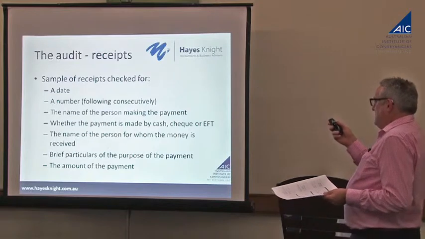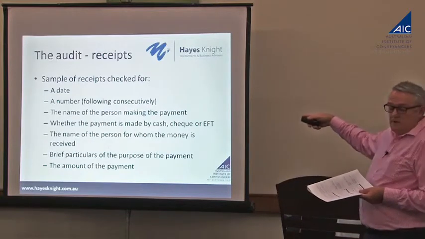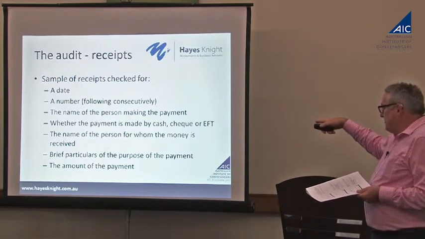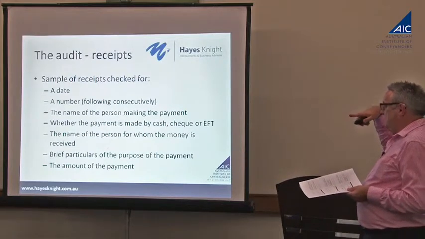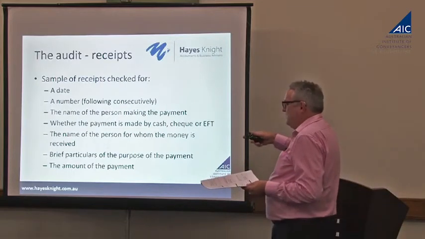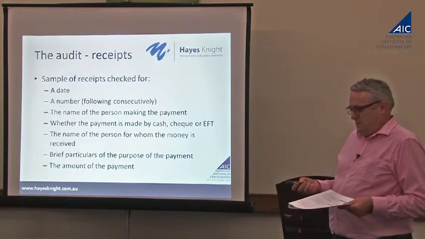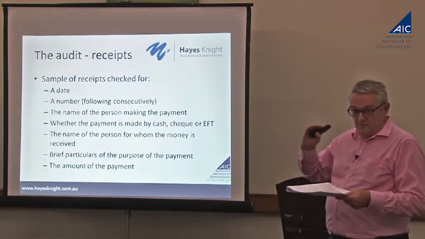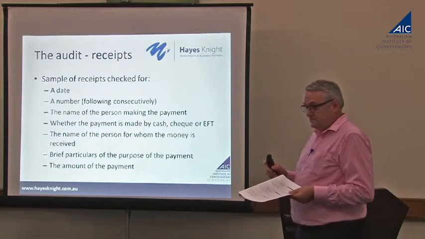And we're looking for the same things: the name of the person who made the payment, whether it's by cash, cheque or EFT, who it's received for, and brief particulars of what it's about and the amount of the payment. So it's important that if you receive money for 3 or 4 properties, unless they're all being sold as one, that you would create, they might be the same person who's selling them, but there'll be 3 separate transactions involved. You need to have 3 separate ledger accounts for those.